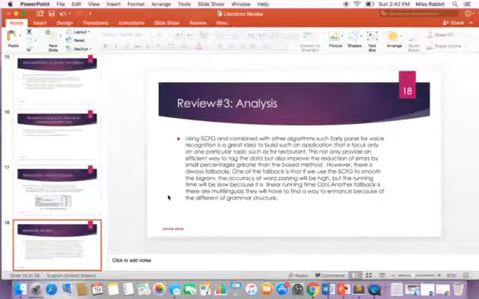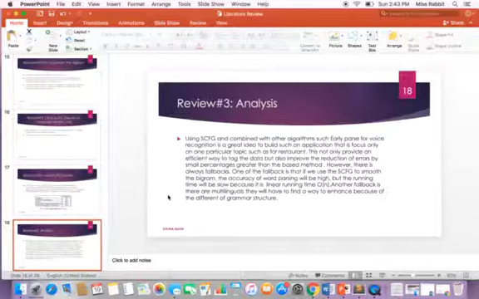So my analysis for this Scholar paper is that using SCFG in combination with other algorithms such as Earley parser for voice recognition is a great idea to build an application that is focusing only on one particular topic, such as for a restaurant. This not only provides an efficient way to tag the data, but also provides a reduction of error by small percentages greater than the base method.